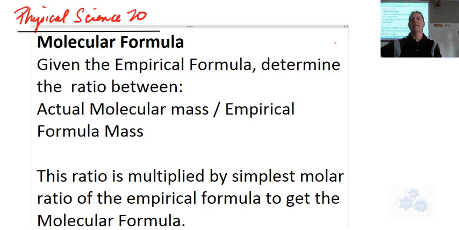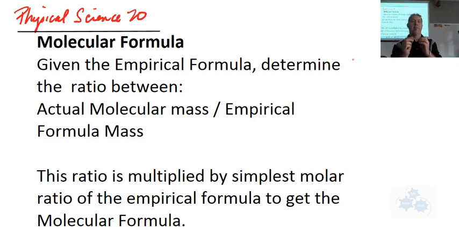All right, in this lesson in Physical Science 20, we are talking about molecular formulas. Now, we just got finished talking about empirical formulas, and empirical formulas, as we know, is the lowest, the most simple ratio of elements in a compound. So, hydrogen peroxide, let's say, which has a chemical formula of H2O2. The empirical formula for hydrogen peroxide would be HO, just H1O1.